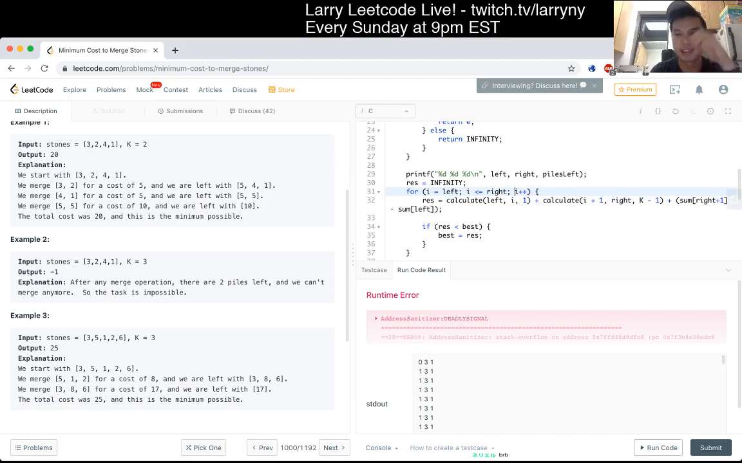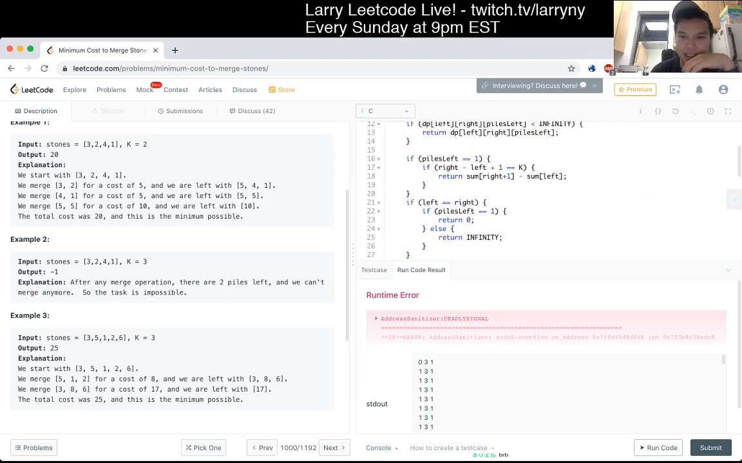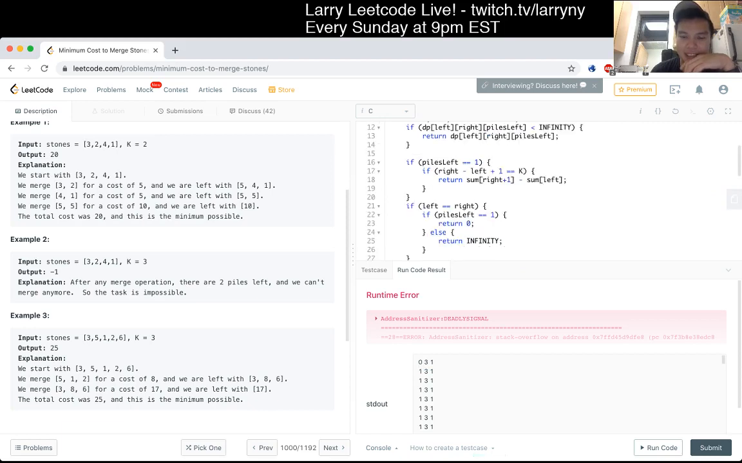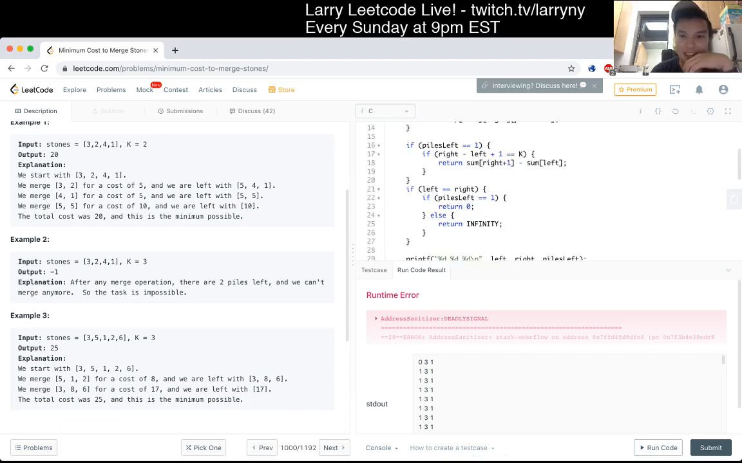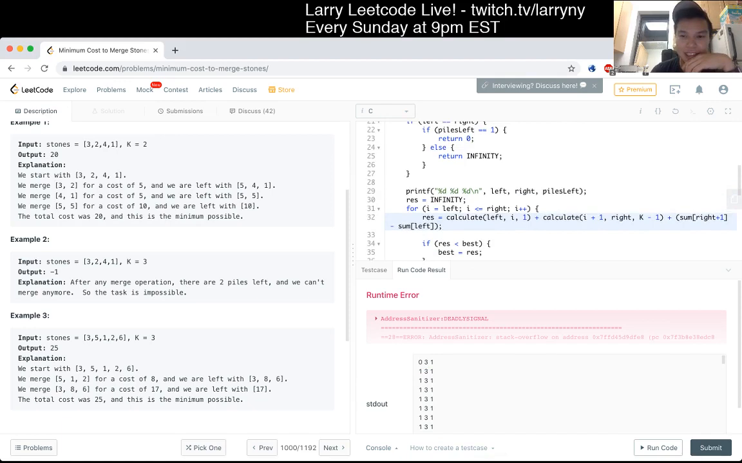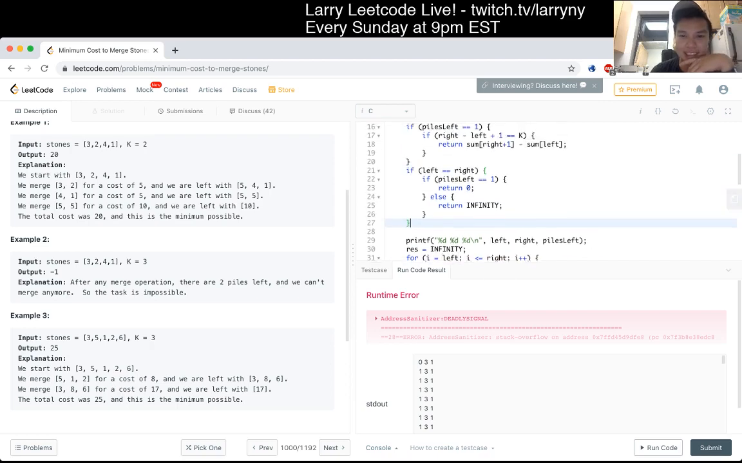So the 1, 3, 1. It passes all this. It should be a negative one. This should be infinity as well, because there's 3 piles, but then you try like, okay, well, there's been 1 pile and 1 other pile. That's itself. Missing a base case is probably why.